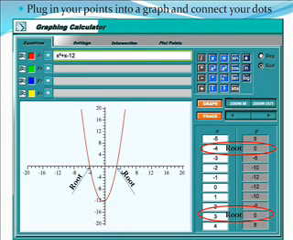Here you'll see the graph of the equation x squared plus x minus 12. Pay close attention to where the graph crosses the x-axis. Those will be considered the roots or the solution to our equation.